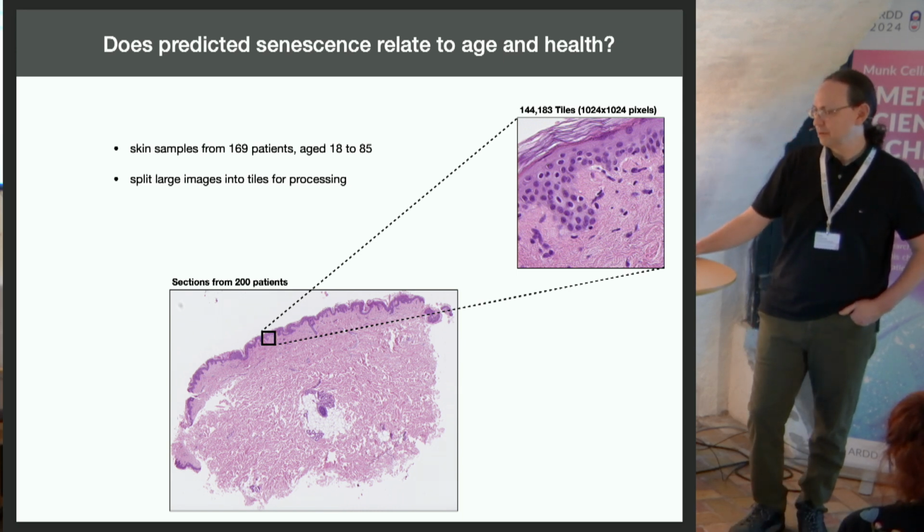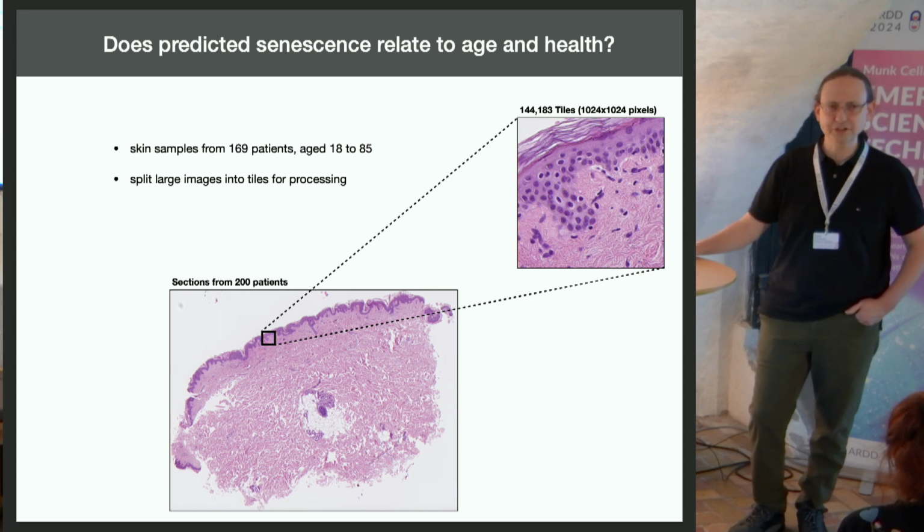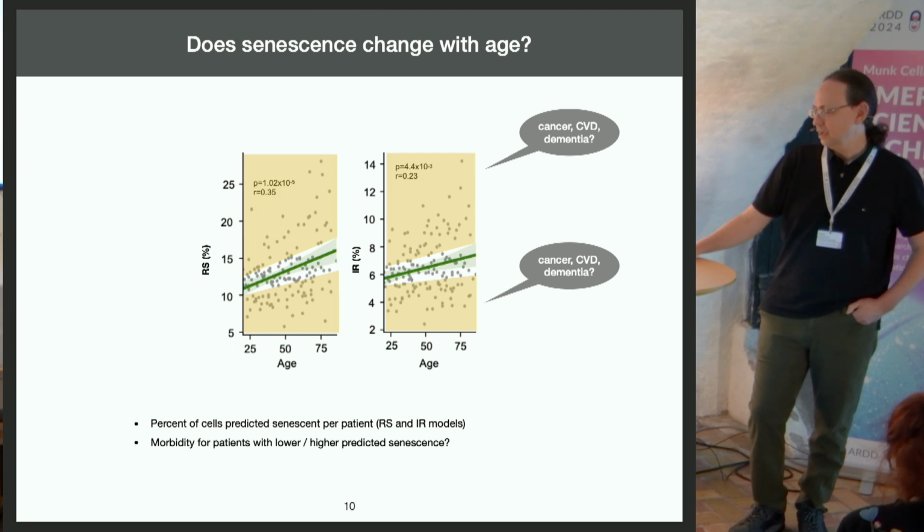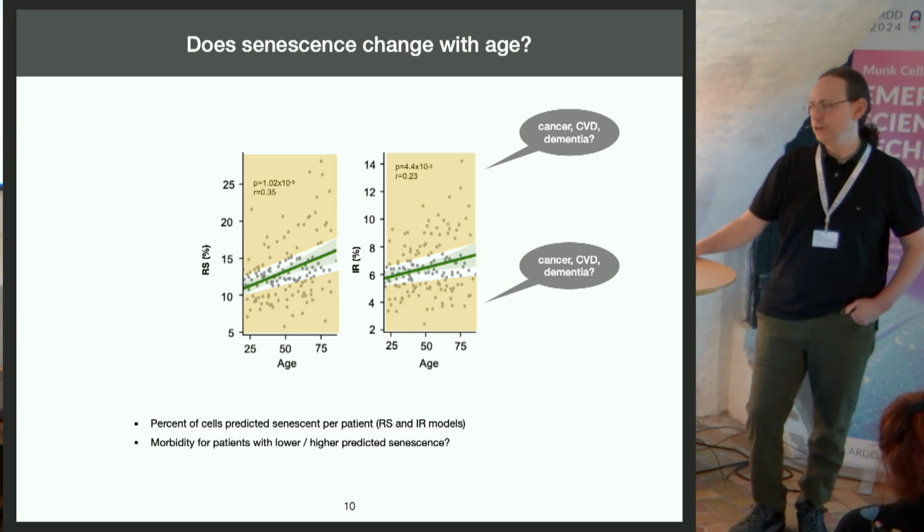The first step in this process was to take these huge images and split them into smaller tiles or patches that we could use for processing. Once we did that, we could identify the nuclei and then make predictions on it. So what we found with this group of people was we did find a relationship with age, with real age.